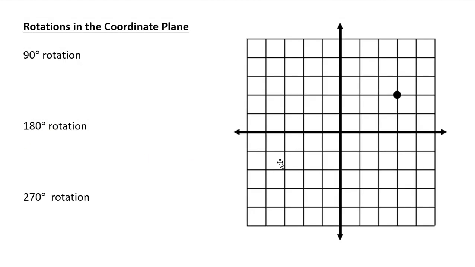Rotations in the coordinate plane. This is what we're going to be doing, and we are going to assume that we are going counterclockwise. I didn't write that on there, I apologize. So I have a point here, and my point is the point 3, 2. And I want to rotate that counterclockwise about the origin, 90 degrees.